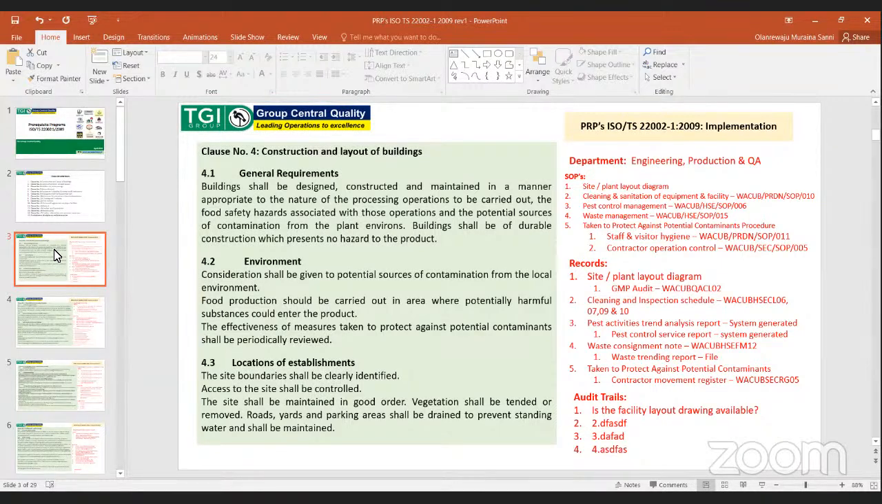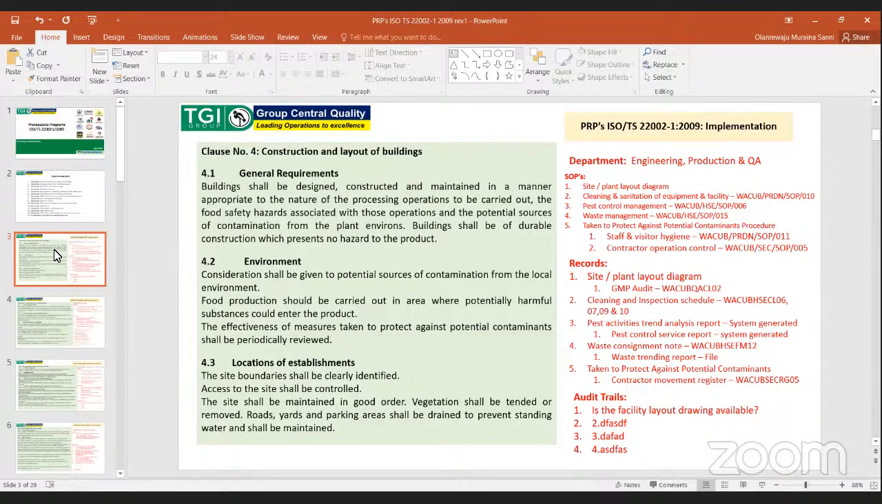That's why if we look at 4.30 location of the establishment, we then also have cleaning and inspection record, and that is handled by HSC department, where we have first activity trending analysis report. It is system generated but handled by HSC department. We have a case consignment note, which is also handled by WACU HSC FM02. We have a waste trending report.